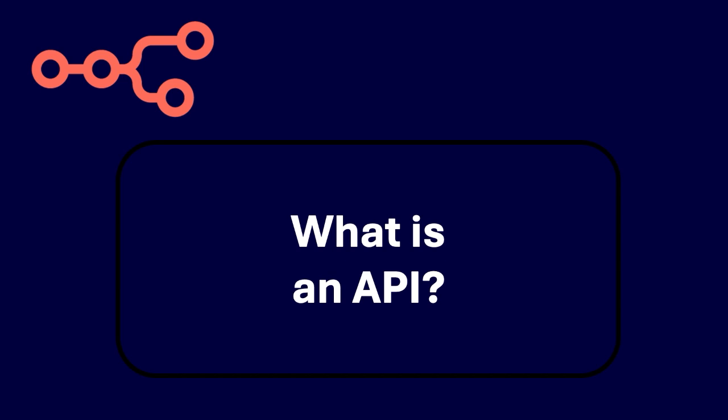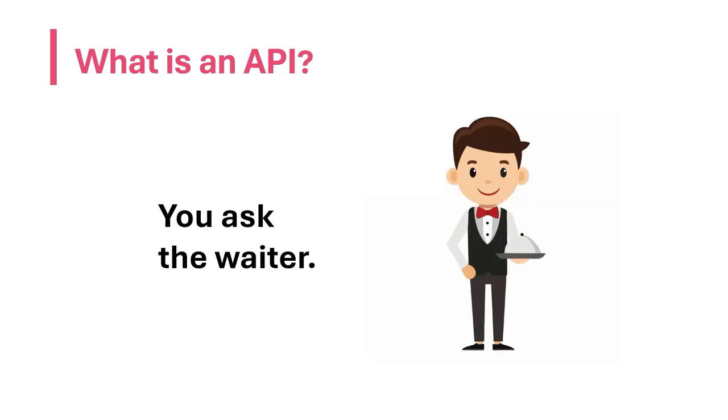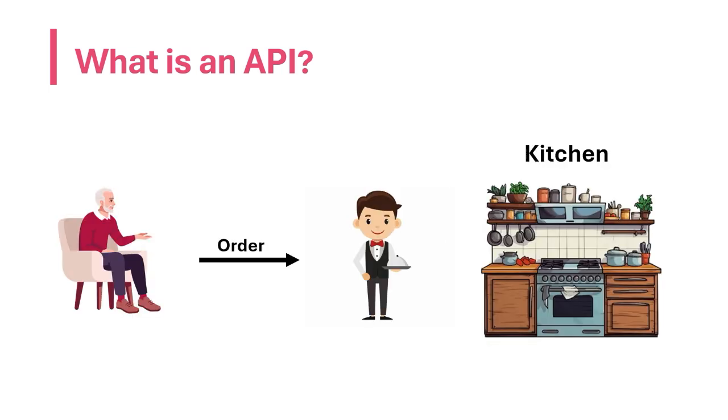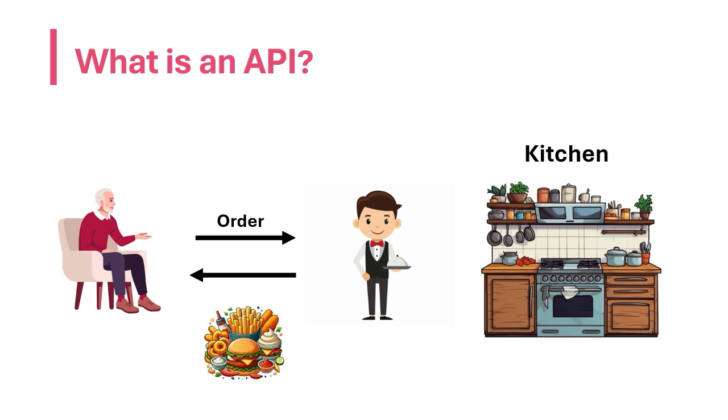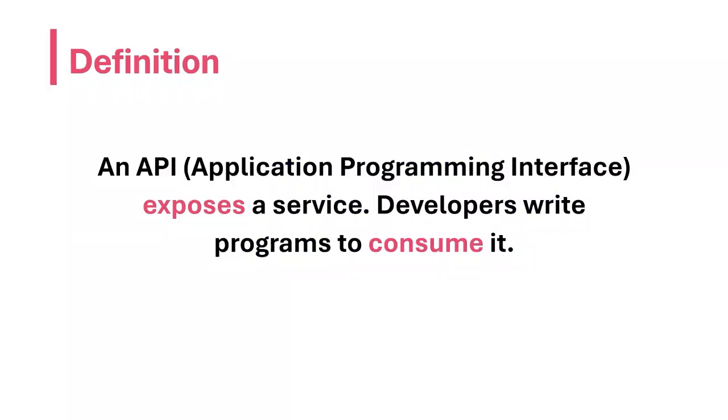To make it easy to understand, let's take a restaurant example. So here, how do you get food? Whenever you go into the restaurant, you ask the waiter for the food. He will go into the kitchen with your order, and he will come back with the response that he will bring your ordered food or meal. So here we will understand the actual definition of an API.